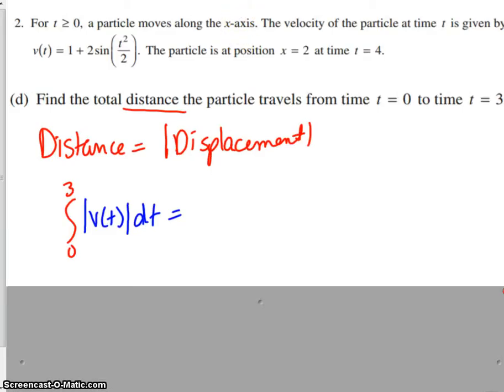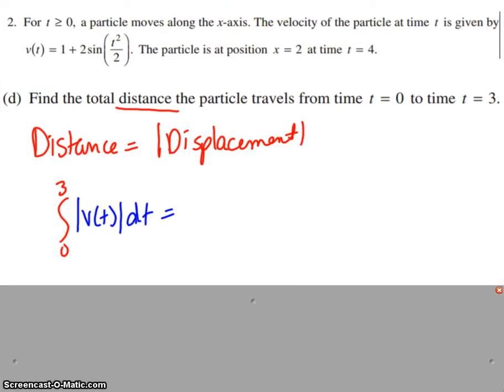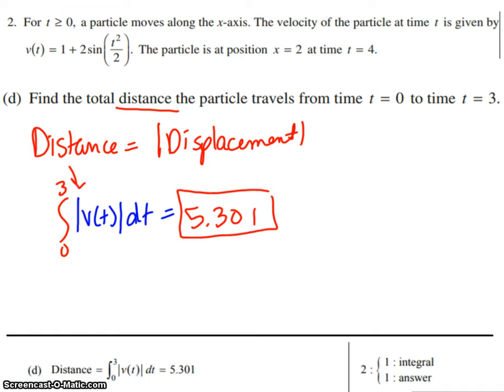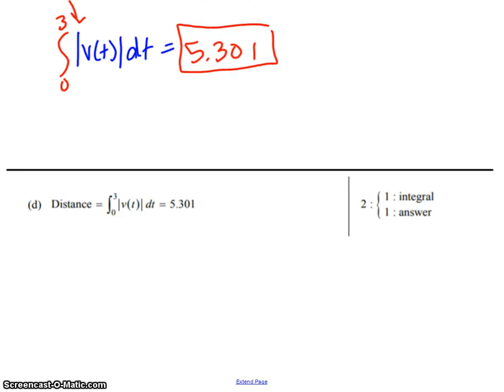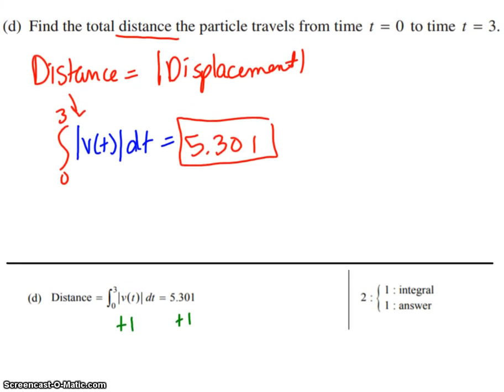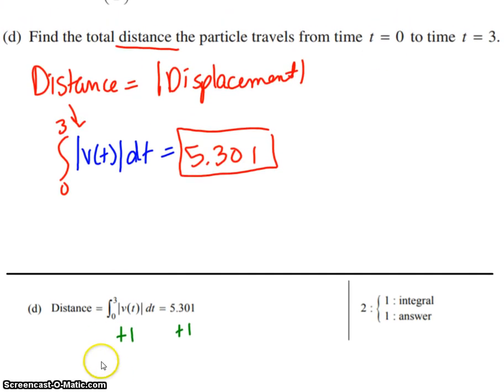So the distance traveled by the particle from 0 to 3, again, distance is the absolute value, is 5.301. And there's no units, so don't put any units. If they give you units, then you would put units. Okay, and the score for that one is 2 points, 1 point for the integral, and 1 point for the answer. So if you set it up correctly with the absolute value and the limits, that's 1 point. But you have to put absolute value because it's talking about distance. And then 1 point if you calculate it right. Okay, that's the end of number 2.